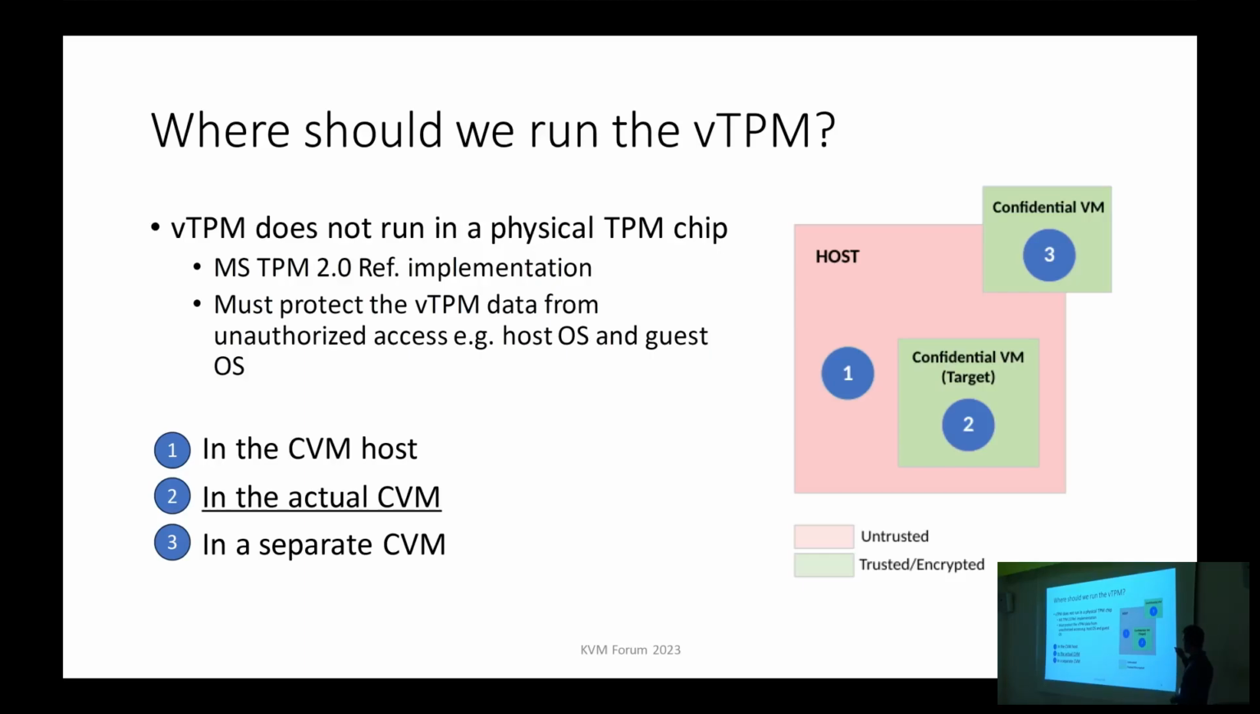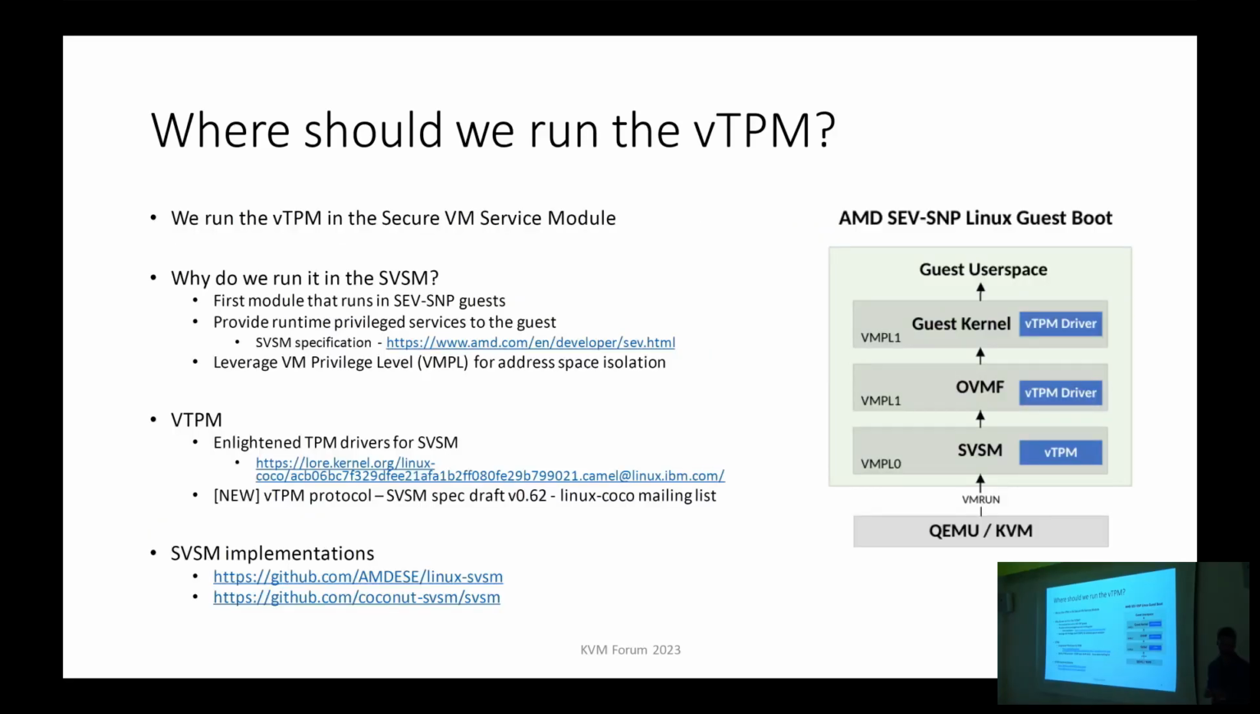Based on that, we think that the best option for us is to run the VTPM in the confidential virtual machine that we want to attest. But still, where exactly inside that confidential virtual machine do we want to run the VTPM? We run it in the SVSM, the Secure VM Service Module. We do that because it's the first module that runs in SEV-SNP guests. And with that, the VTPM would be available for subsequent modules to take measurements and start using the VTPM.